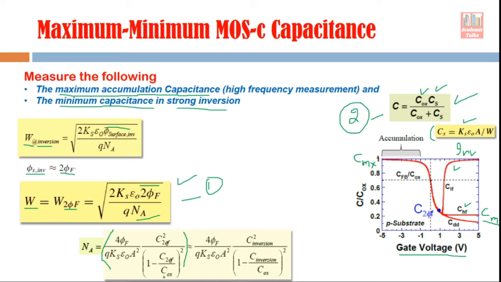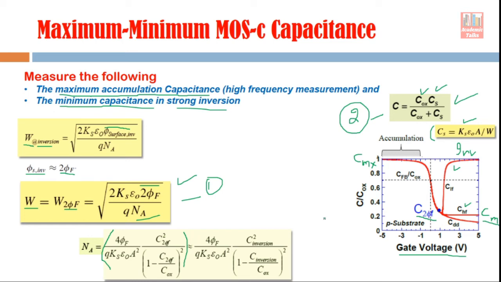So this C ox is your maximum capacitance, and then the minimum capacitance. Actually we are talking about the inversion region, and when we talk about the inversion region, at the maximum width of the depletion region the capacitance is somewhere here. This capacitance is marked by C at 2 times the Fermi potential. This blue dot you can see is the capacitance when the device starts entering into the inversion region. So this is almost the beginning of the inversion region.